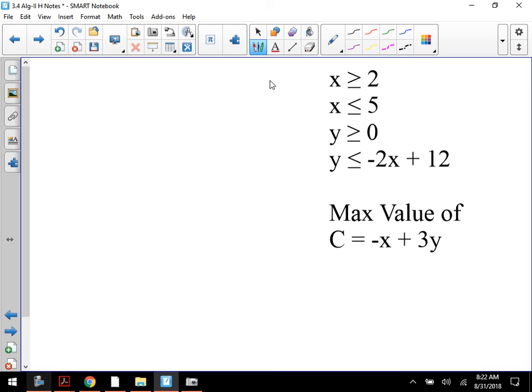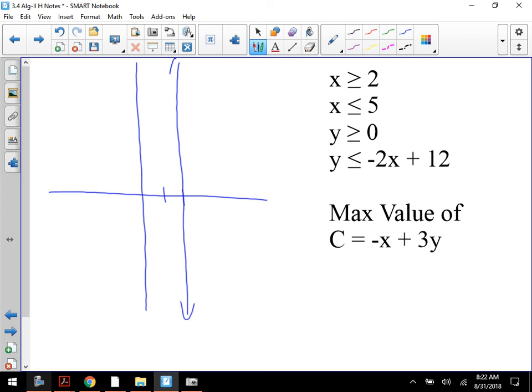What kind of line is x is greater than or equal to 2? Vertical. Very good. What does it go through? 2. To what side do I have to graph this? To the left of it or to the right of it? Very good. The next one is x is less than or equal to 5. What kind of line is it, horizontal or vertical? What number does it go through? 5. Okay. So let's see, 2, 3, 4, 5. Do I graph to the right of this or to the left of this? To the left of this.